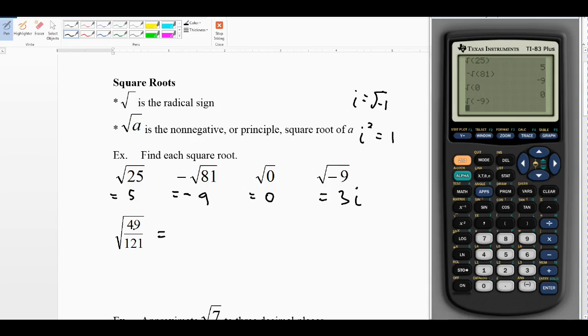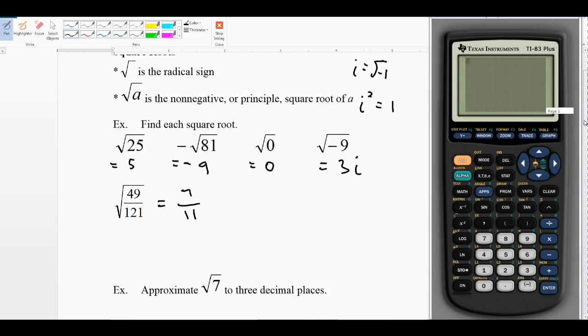Now let's do the square root of 49 over the square root of 121. Square root of 49 is 7, and square root of 121 is 11. You can also do that in a calculator. You can hit enter, you get a decimal, but you should know by now that you do have a fraction key under the math, and there you go. Let's see what else we have here.